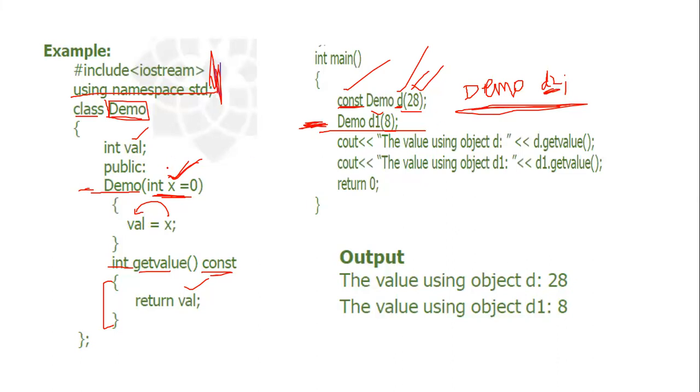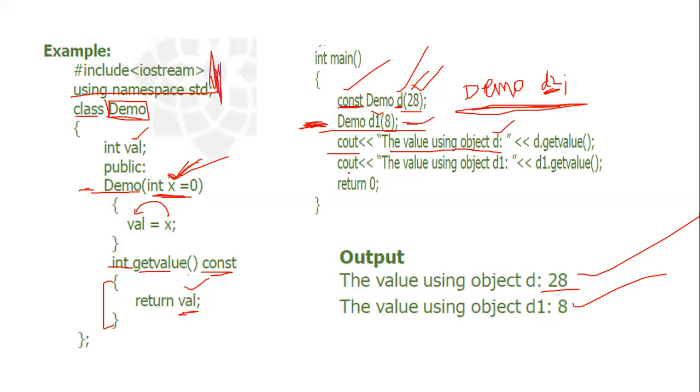Right? That's the difference between default parameters and normal parameters. Now we have cout statements. The value using object d: d dot getValue comes here. What's the value of d, that is val, because it returns val. While creating d, what value did we pass? 28. So the first output is 28. Similarly, d1 dot getValue is 8, because for d1 we have given 8.